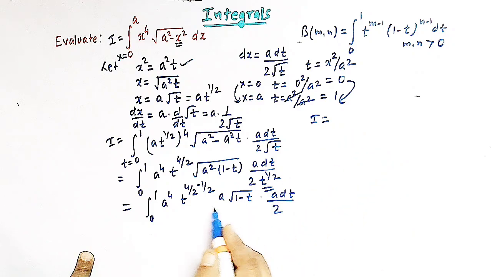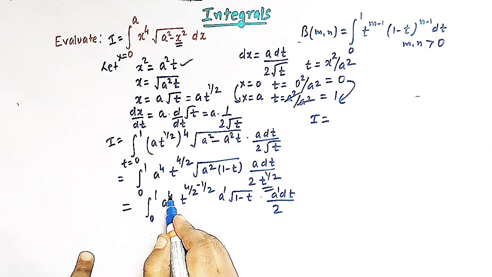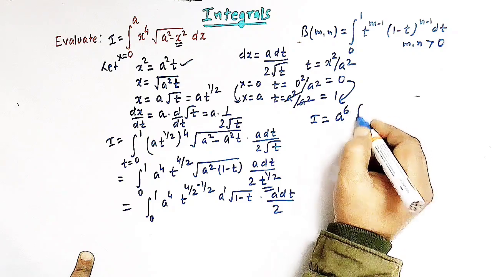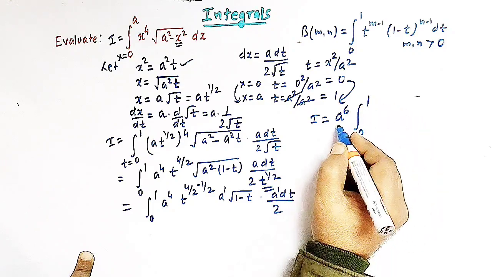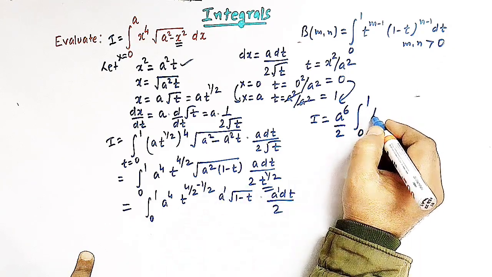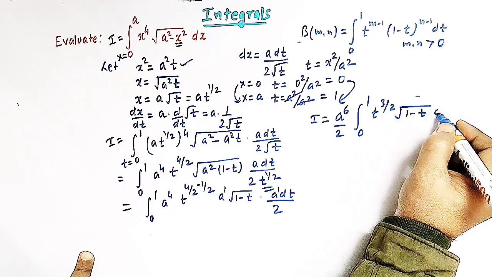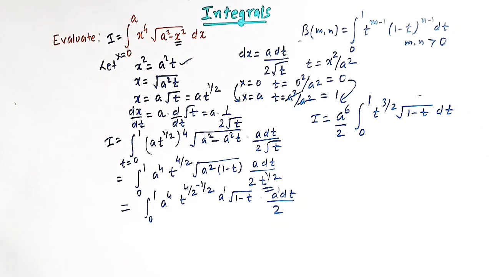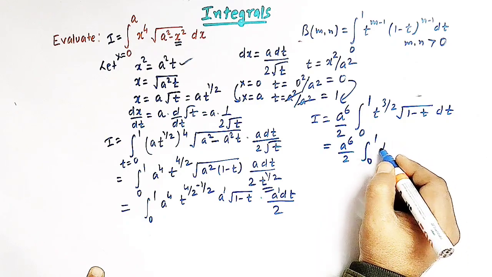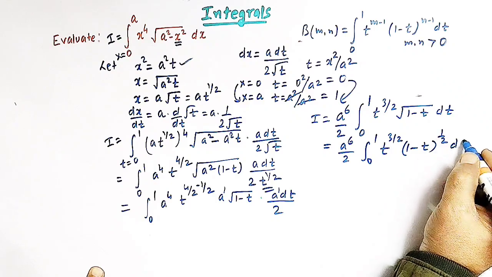So now we can collect all these a's. So we have a raised to 1, a raised to 1, and here we have 4. So 4 plus 1, 5, 5 plus 1 is 6. So we can take a raised to 6 outside the integral. Here we have 2, and then here 4 minus 1 is 3. So we have t raised to 3 by 2 times square root of 1 minus t, and here we have dt. So now we can write a raised to 6 over 2, 0 to 1, t raised to 3 by 2, and 1 minus t raised to half, and here we have dt.